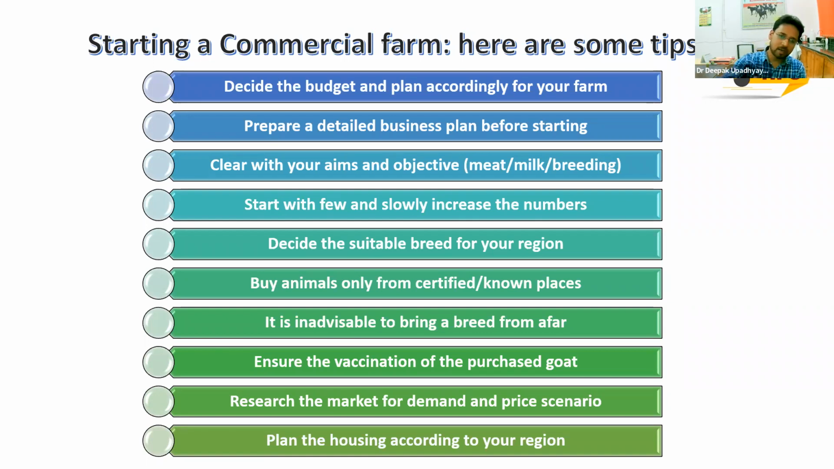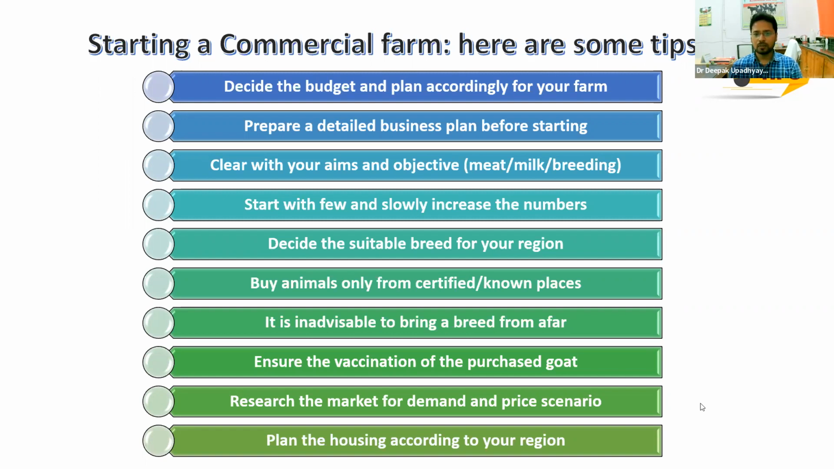I will discuss in coming slides the different kinds of breeds which can be used in goat farming. You have to decide the suitable breed with respect to your objectives and your region. Buy animals only from certified and known places. This is very important. It is inadvisable to bring a breed from a very far distance. Vaccination of purchased goats is very important if you are planning a commercial goat farm. You also have to research the market and demand-price scenario in your area.